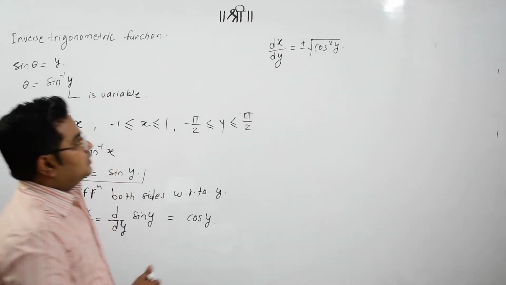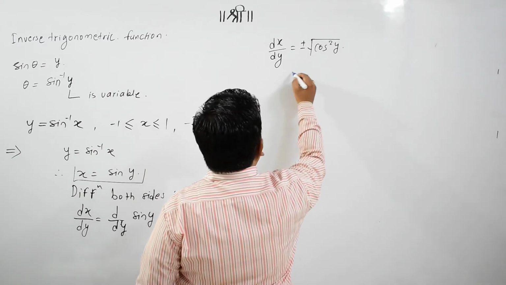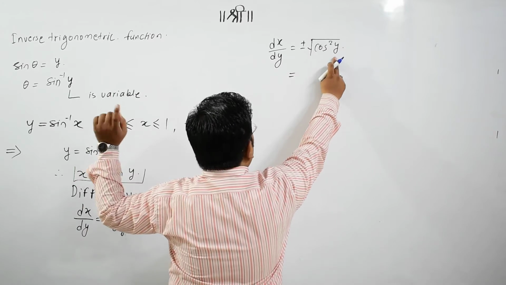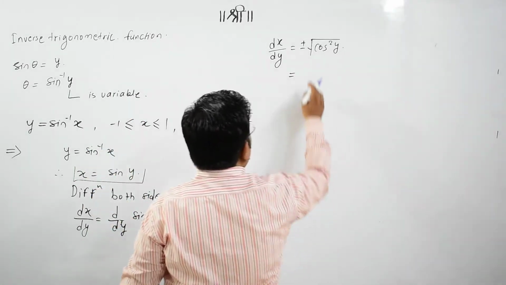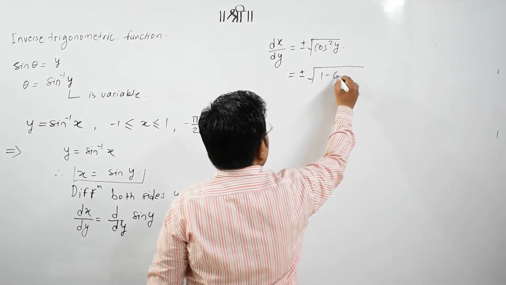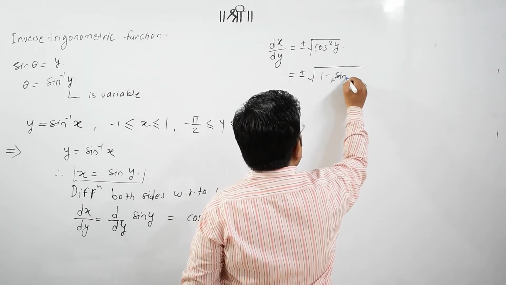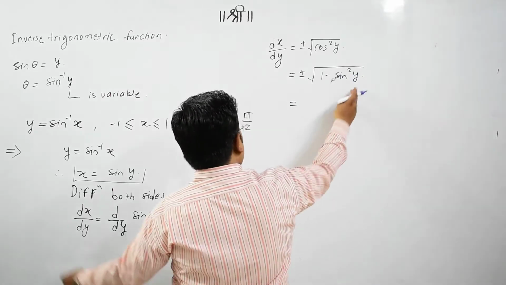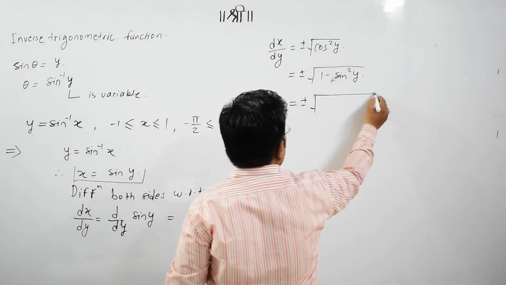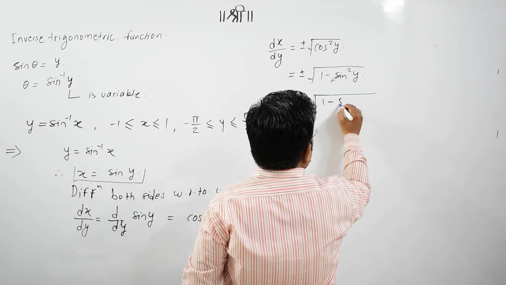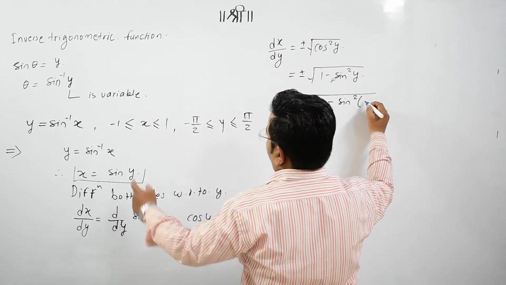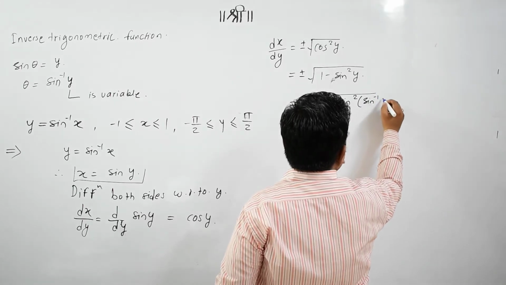Now next step. What is the value of cos square y? Most of the students are thinking we need to substitute the value of y directly. No, wait for a second. What is the value of this cos? It has the value of plus minus under root of 1 minus sine square y. Now substitute the value of y in this case. So plus minus under root of 1 minus sine square of what is the value of y? Sine inverse of x.